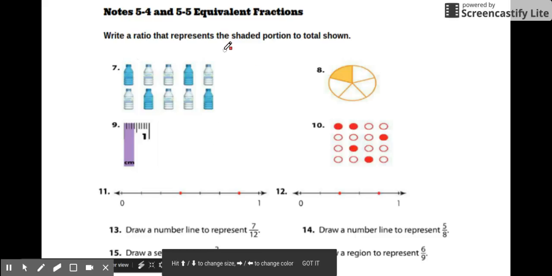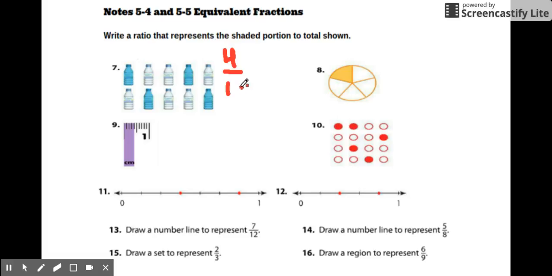And then if you look at that, you could see they're both even numbers, and so you can simplify that. So 4 over 10 would reduce to 2/5. You just divide both numbers by 2. Number 8, there's one piece shaded out of 1, 2, 3, 4, 5. You can't simplify that, so it's just 1/5.